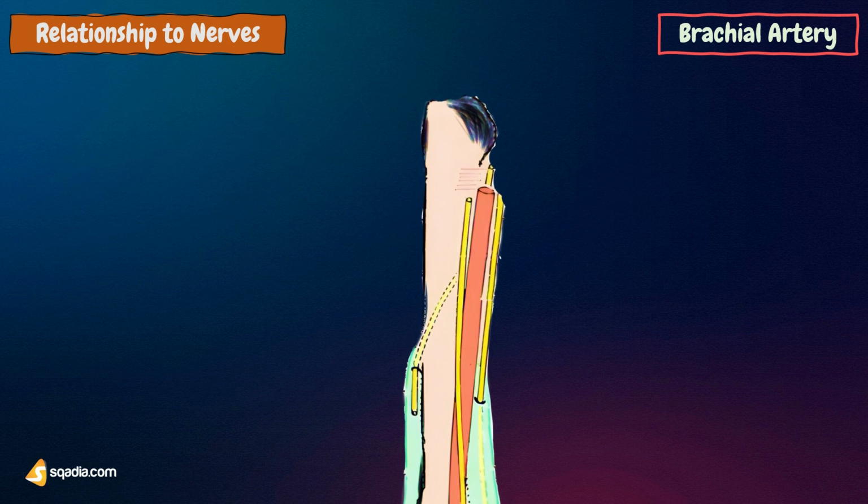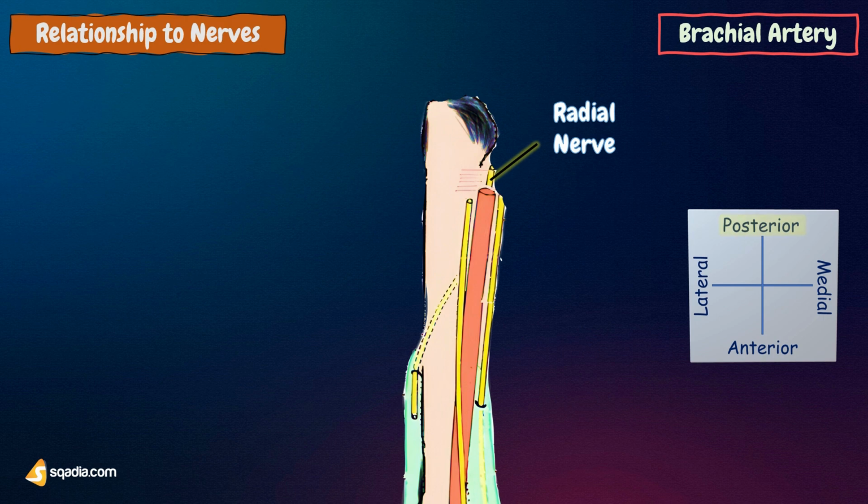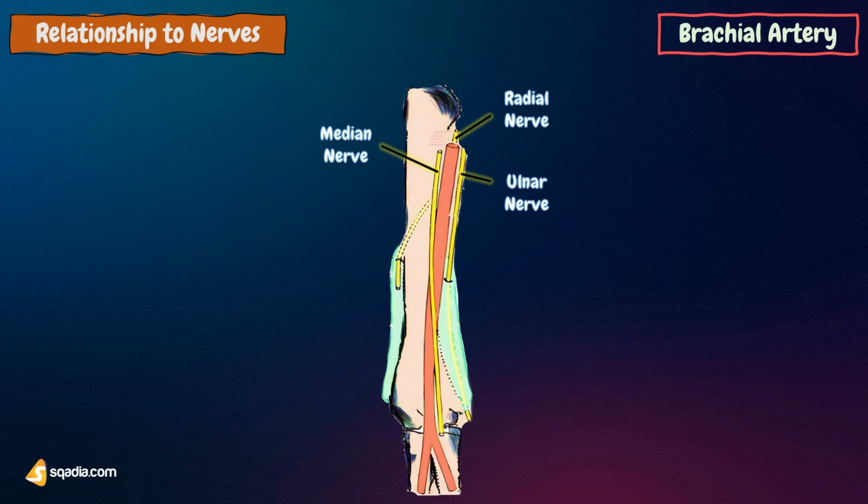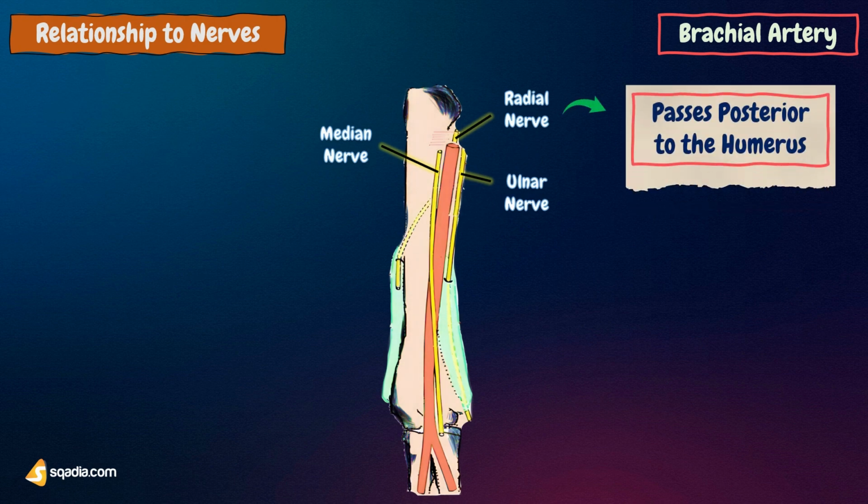Let's revise these nerves once again. First, we have the radial nerve, which is posterior to it. The median nerve is lateral to the brachial artery, and the ulnar nerve is medial to it. The radial nerve is related only to the uppermost part of the brachial artery. It separates from the artery by passing posterior to the humerus.